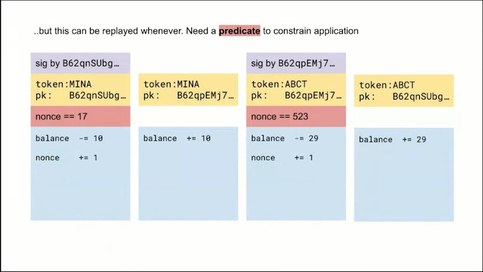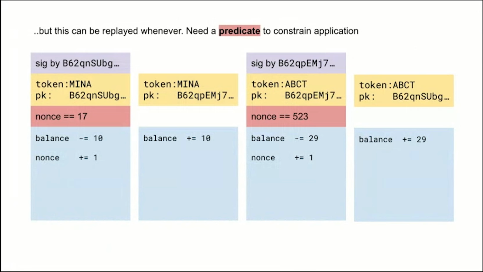What do I mean, predicate? I mean some kind of condition that we check at transaction application time, and only allow the transaction to go through if the predicate is satisfied. So what is the condition? Well, it's that the nonce is a specific value, for both parties engaging in this transaction. Because the updates increment the nonce, once this transaction is applied, it will never be applicable again, because the nonce is incremented, and so that's that.